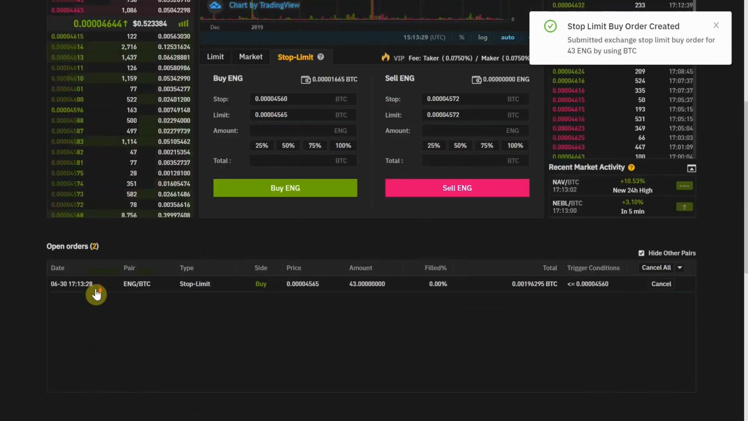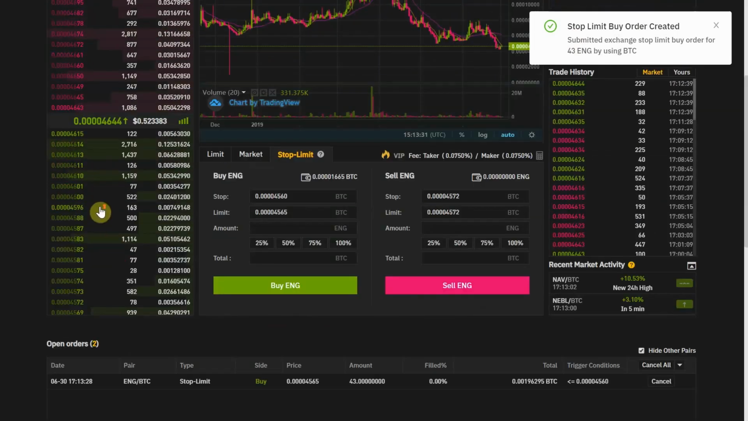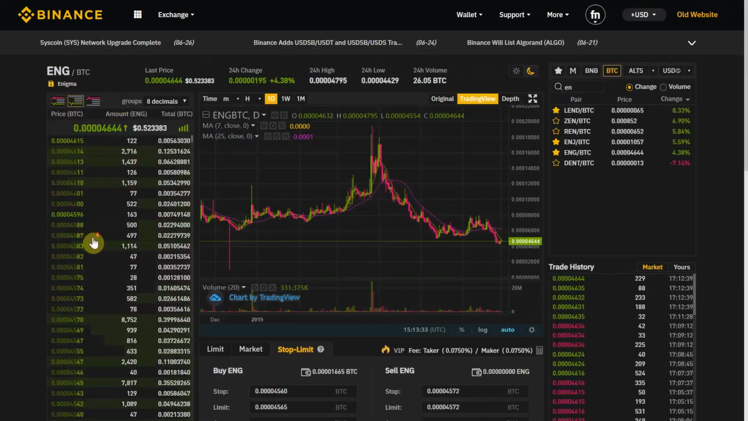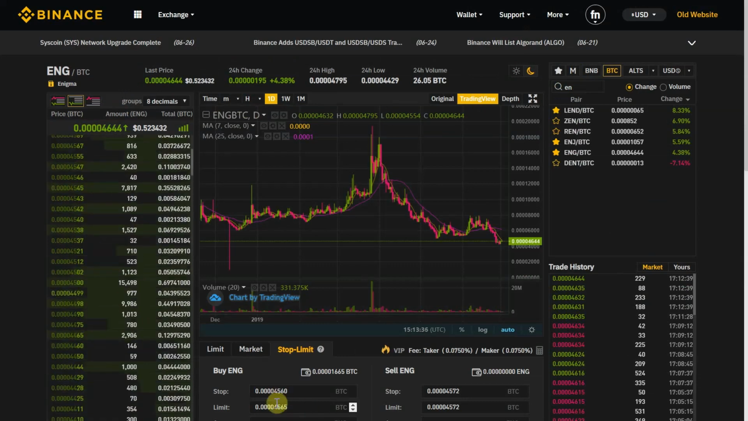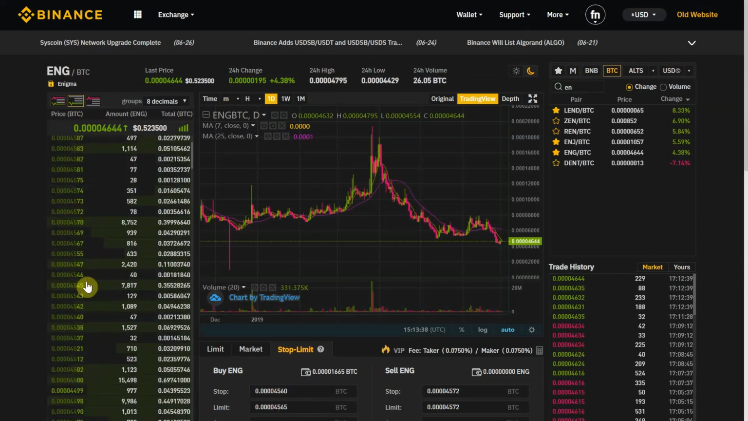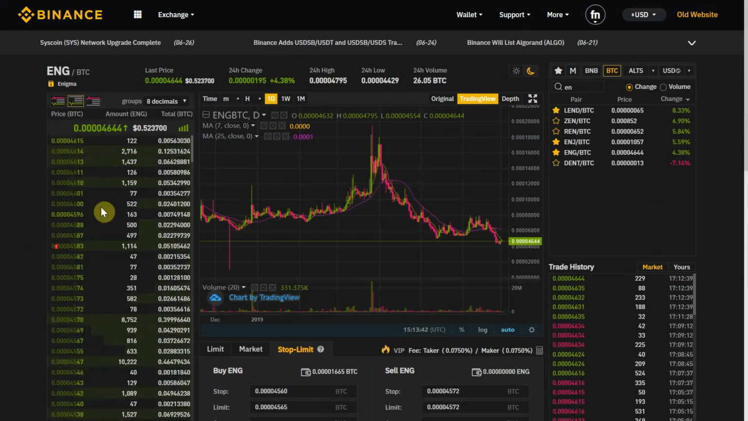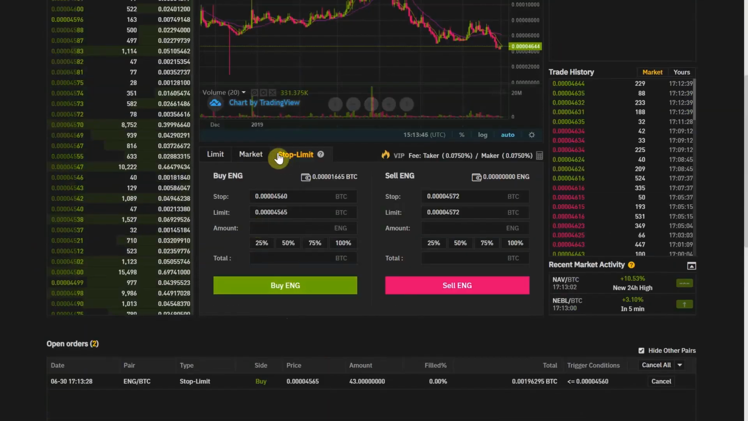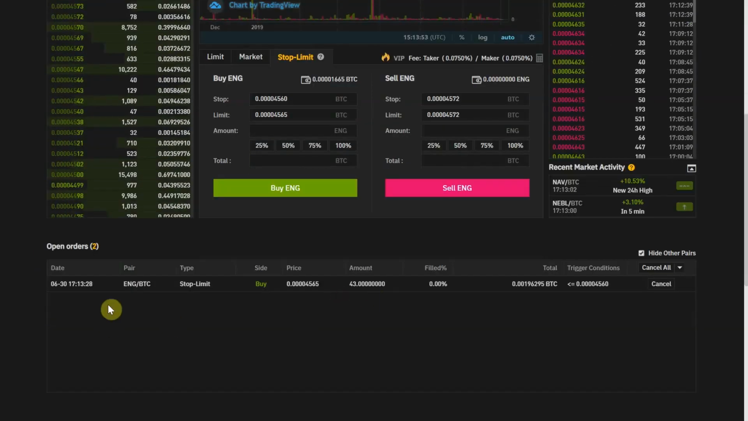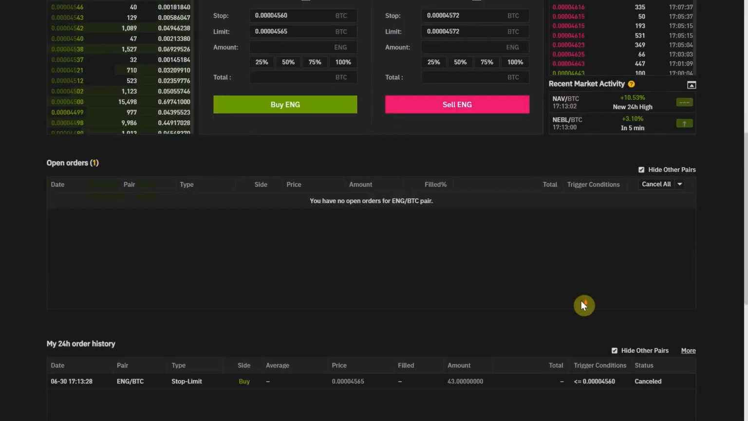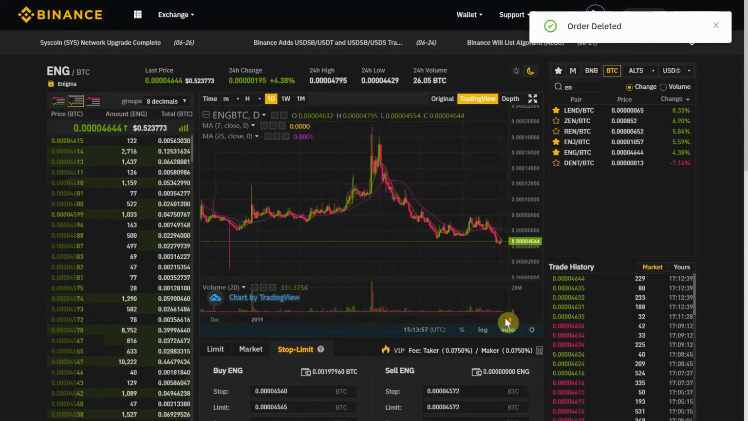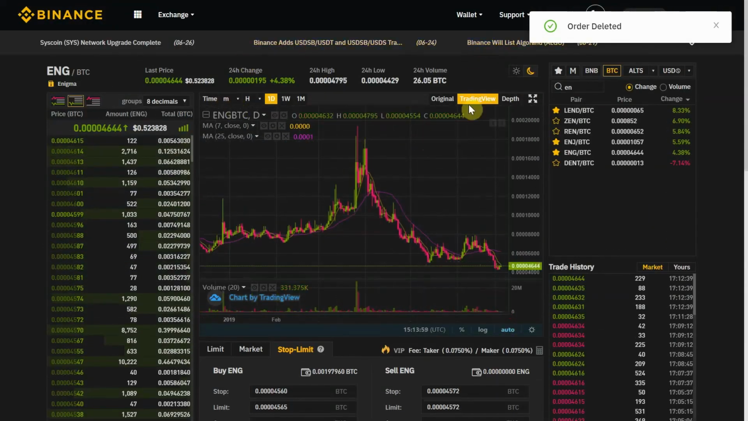There it is. So right now, at 4,565, we don't have any order here. There's no indicator telling us we have an order because the price didn't reach that target yet. Okay? This is what the stop limit is. Yeah, I'm gonna cancel this one. I think it's pretty much it.